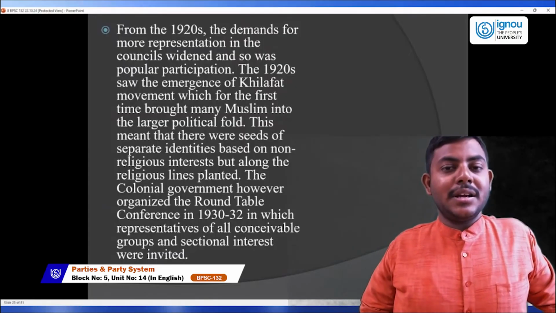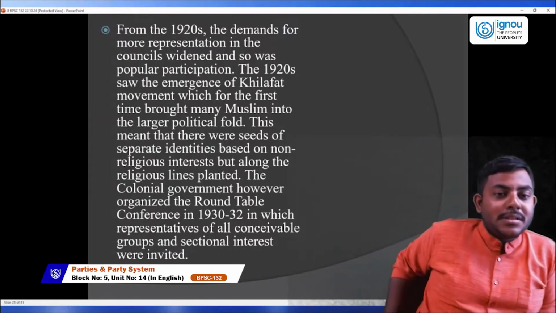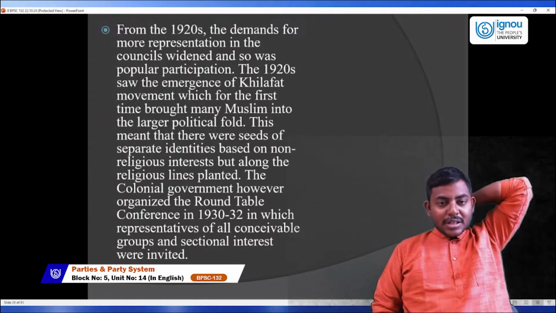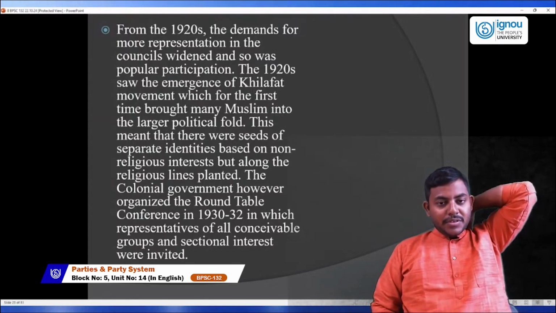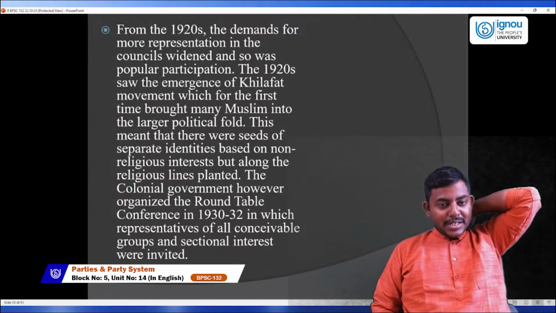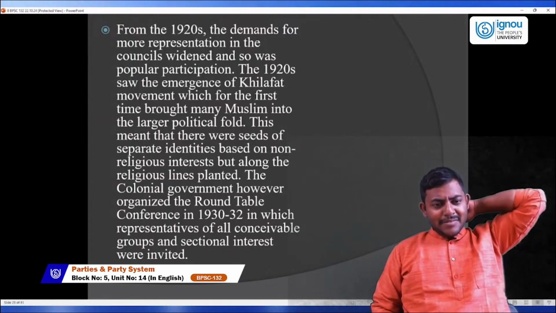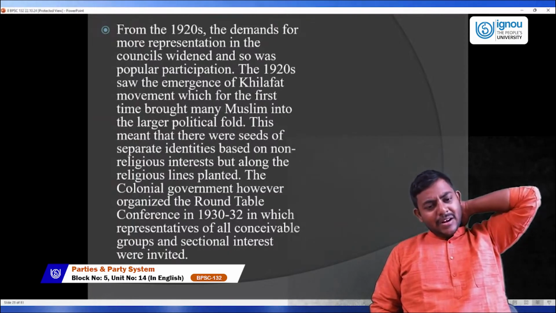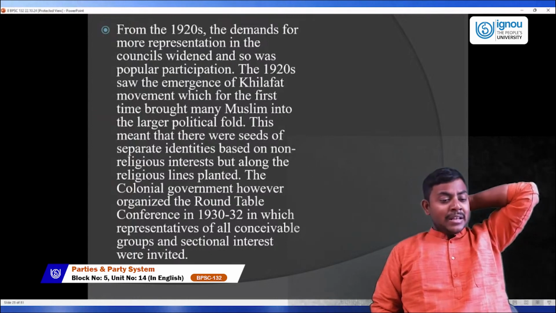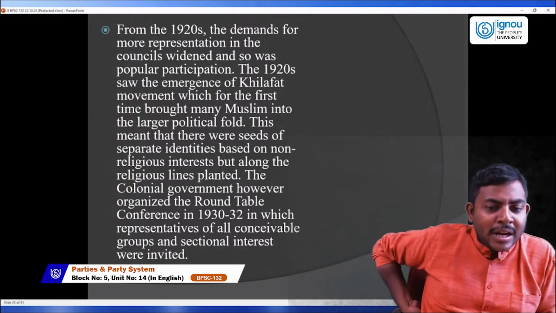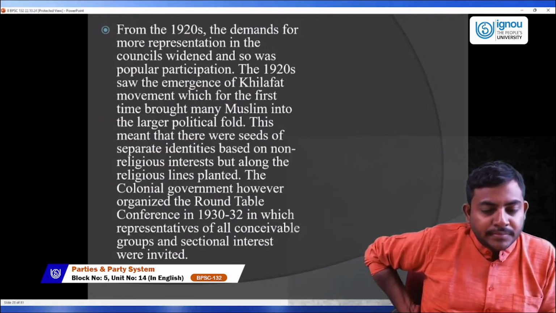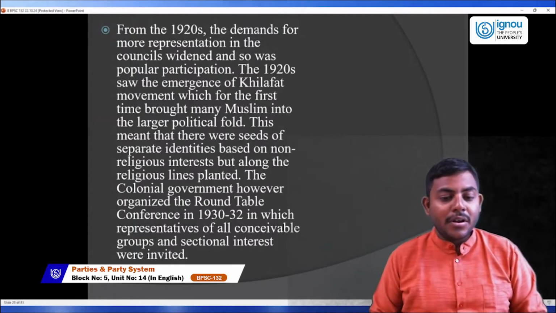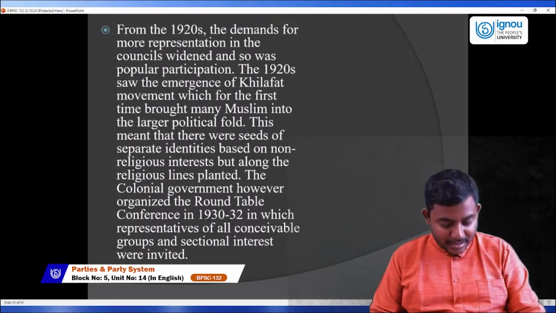From the 1920s, the demands for more representation in the councils widened, and so did popular participation. The 1920s saw the emergence of the Khilafat movement, which for the first time brought many Muslims into the larger political fold. This meant that seeds of separate identities based on non-religious interests, but along religious lines, were planted. The colonial government, however, organized the Round Table Conference in 1930-32, in which representatives of all conceivable groups and sectional interests were invited.